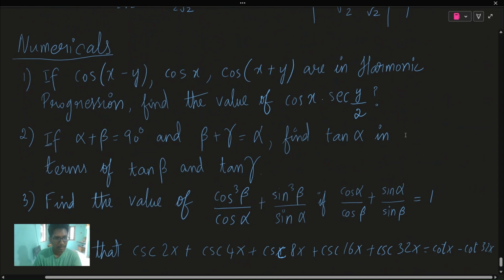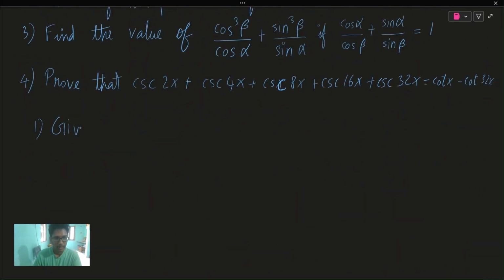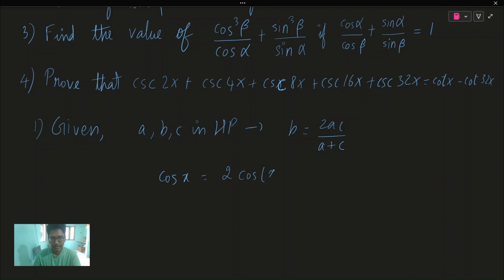Let's see. Given if A, B, C is in HP, then B is equal to 2AC divided by A plus C. That's the thing. So here B is cos X and A is cos of X minus Y and C is cos of X plus Y.